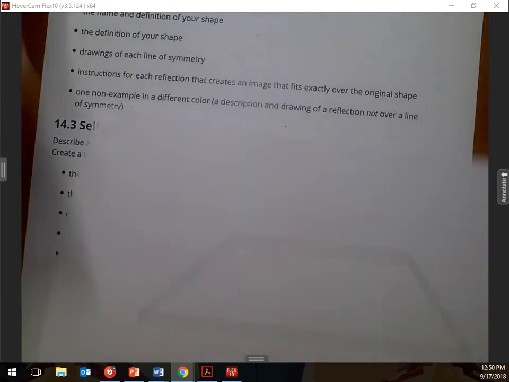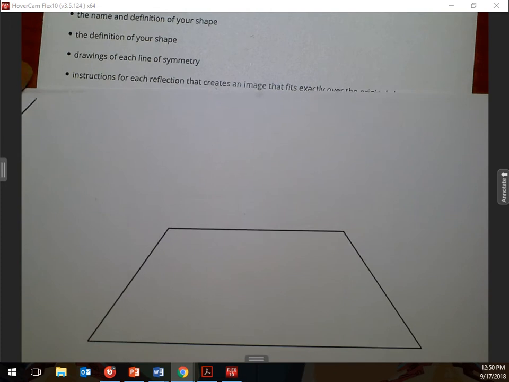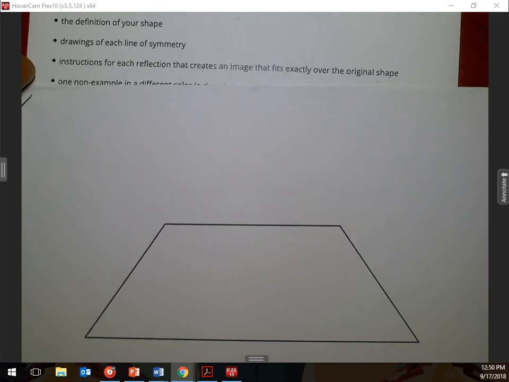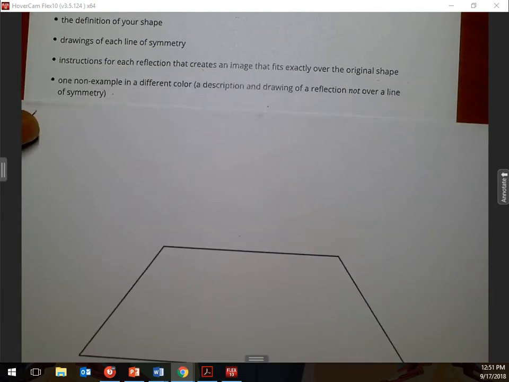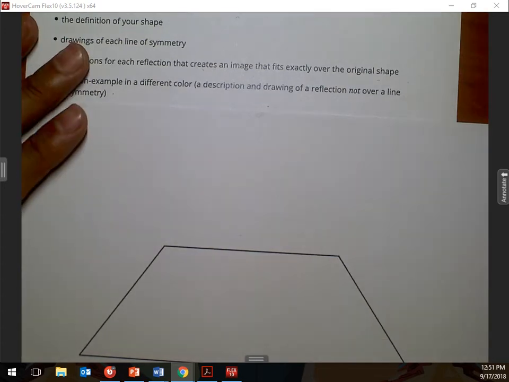You guys are doing this together. What do we know about this isosceles trapezoid? It has 4 sides. Okay, sides are not equal. What'd you say? It has 2 lines of symmetry. Anyone else?